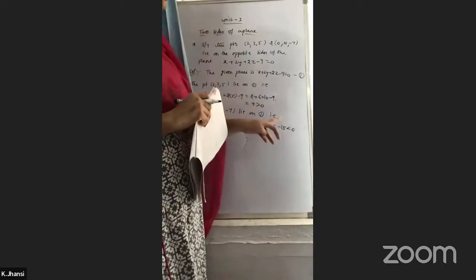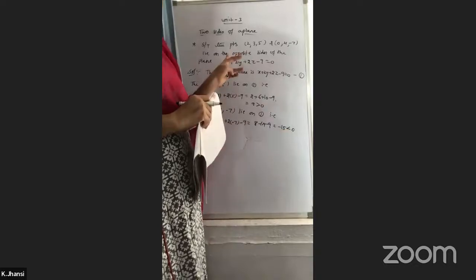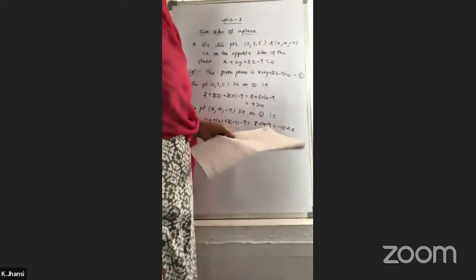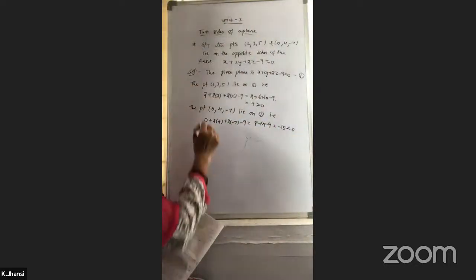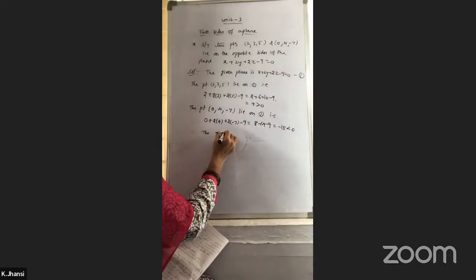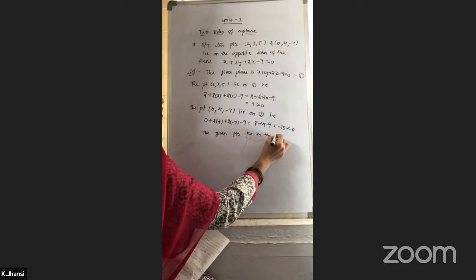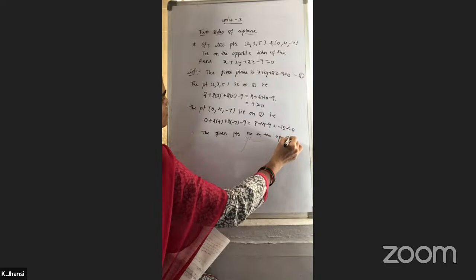If you get greater than 0 and this is also greater than 0, or less than 0 and less than 0, then they lie on the same side of the plane. Okay. Therefore, the given points lie on the opposite sides of the plane.